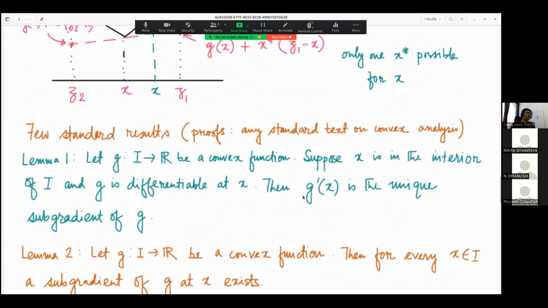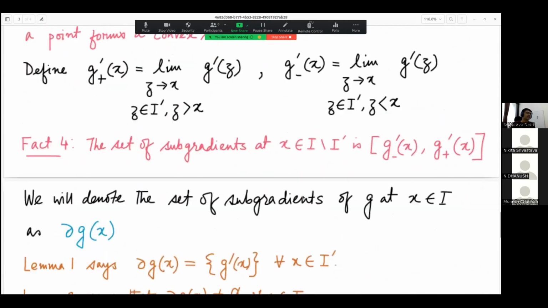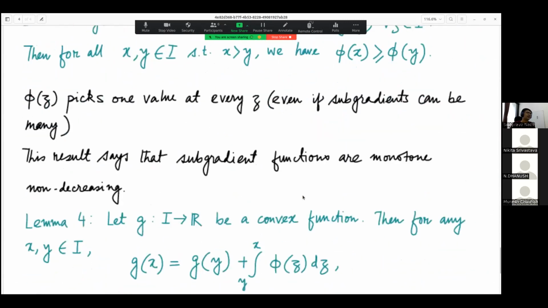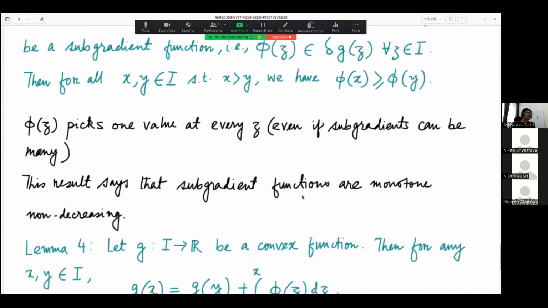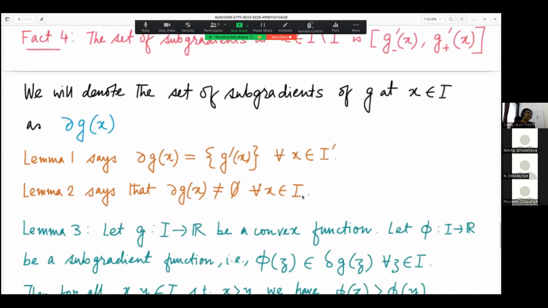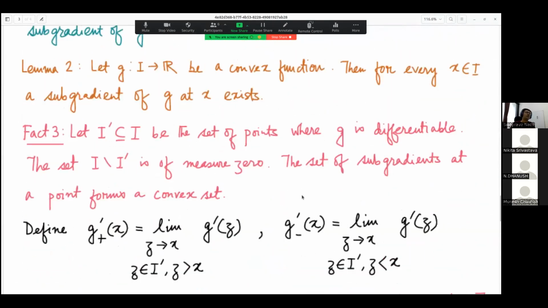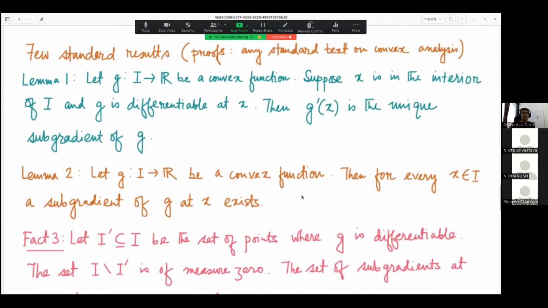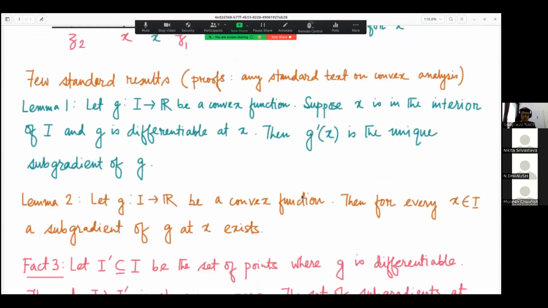Okay, so that is essentially the definition of subgradient, I think. Then we have stated a few results, which come directly from convex analysis. Do you have any specific questions for those results? No, sir. Those are completely fine.